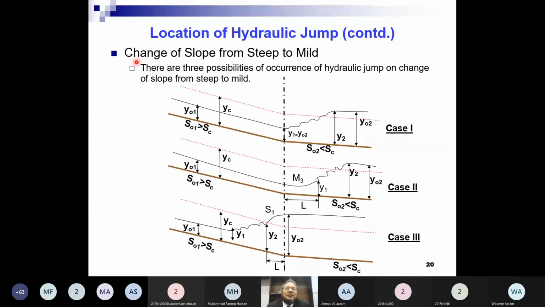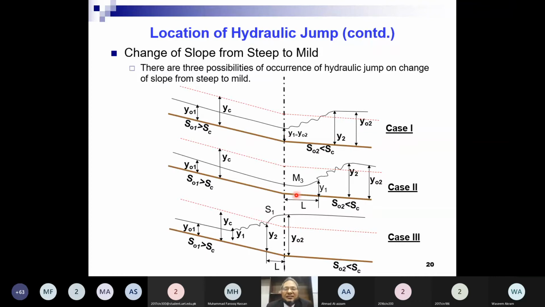Now the second way to create a hydraulic jump is to change the bed slope from steep to mild. Like we have, this is the steep bed slope, this is the mild bed slope, and we are discussing here 3 cases. So what is the first case? The first case, what is happening? A hydraulic jump is forming and starting at the change of slope point, means here. So this is the change of slope point. So the hydraulic jump is starting from here, and maybe this is the y2 and this is the y1.